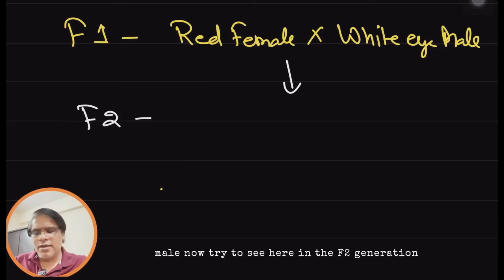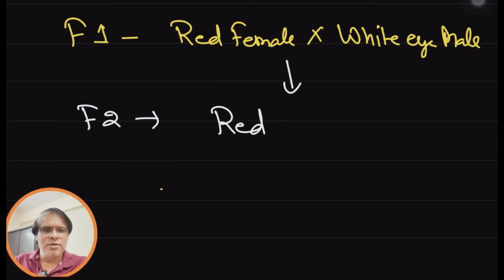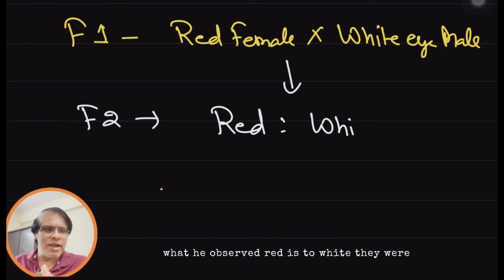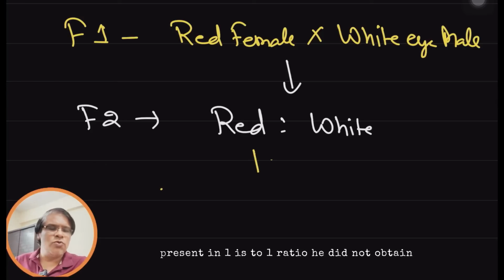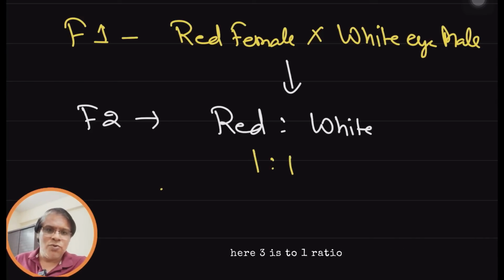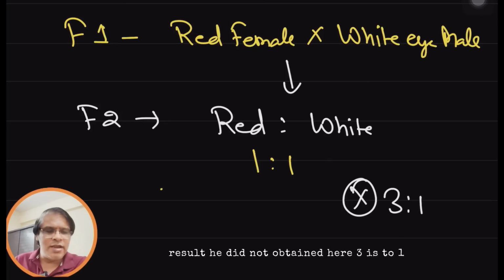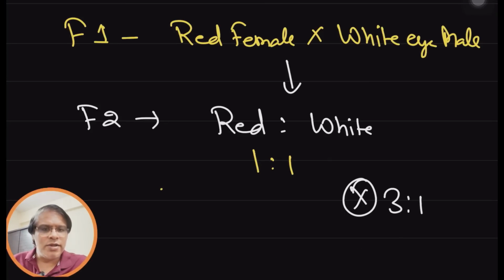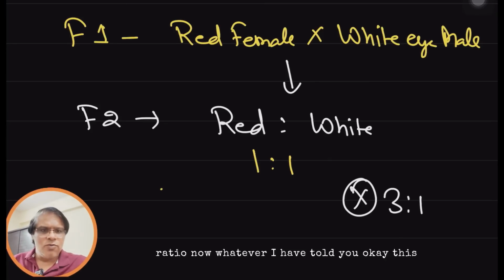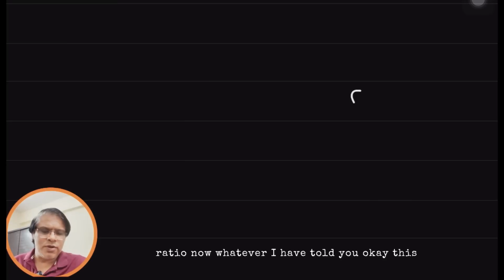Now try to see here in the F2 generation what he observed. Red to white were present in a 1:1 ratio. He did not obtain a 3:1 ratio here. It was an entirely different result. Now, whatever I have told you can be explained simply.